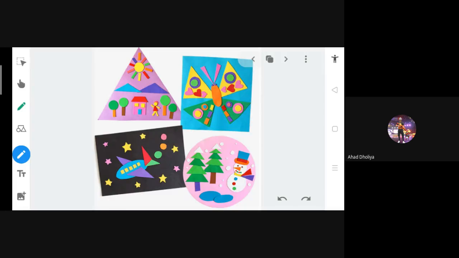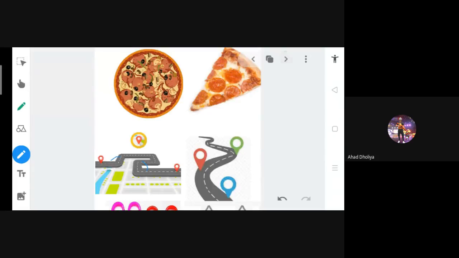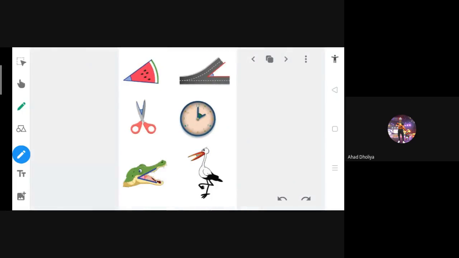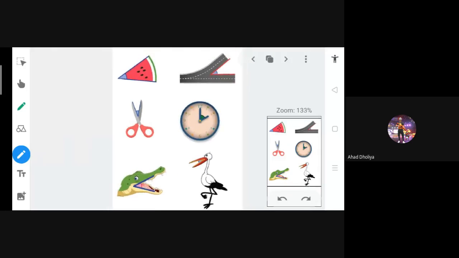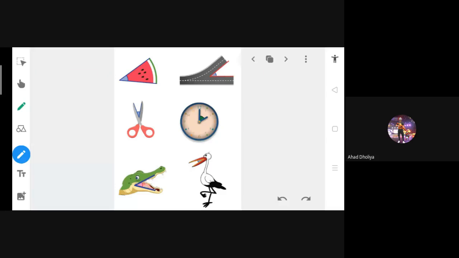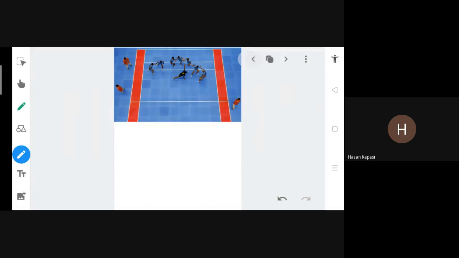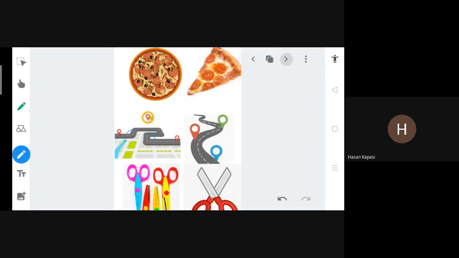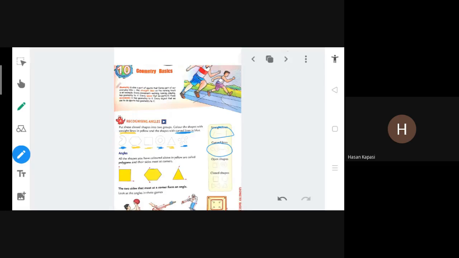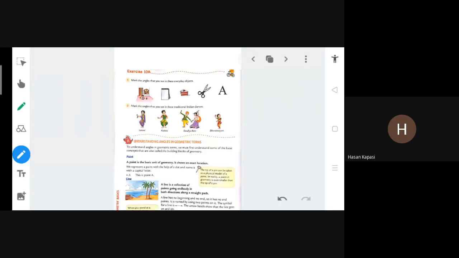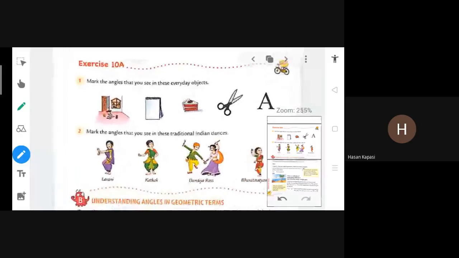So these were the examples. You can use different shapes. Last time I told you about this. We discussed angles, where the corners are. Understand angle? Yes, ma'am. In all these objects you have seen where the corners are. And then we have, I think, solved this exercise, or not, I don't remember.